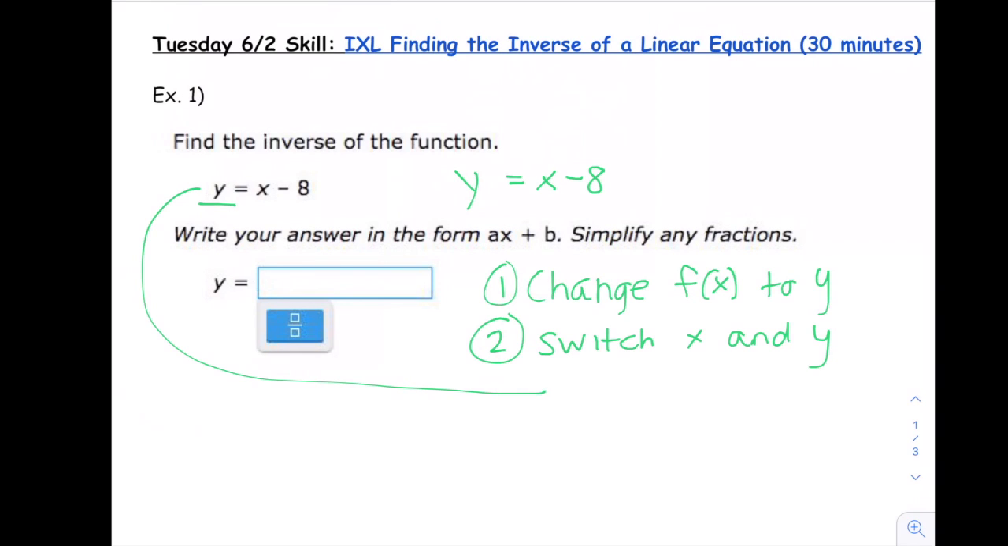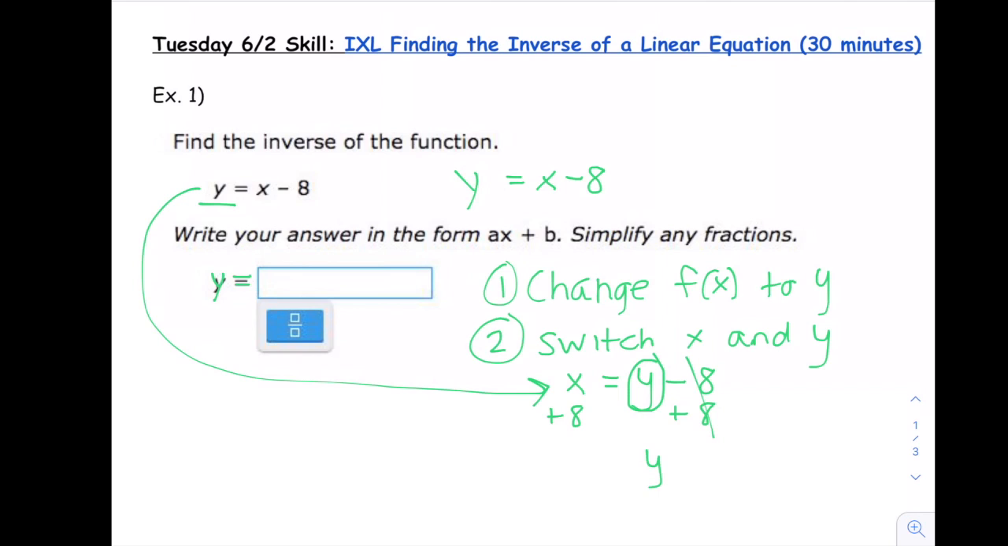So I'm going to rewrite this as x equals y minus 8. Now technically I'm done. This equation represents the inverse of y equals x minus 8. But we always want our answer to start with y equals when we're writing an equation. Notice they prompt us here with y equals. So in order to get y alone, I need to undo the operations that are happening to y so that y is by itself. Well, next to the y, I see a minus 8, so I'm going to add 8 to both sides to get rid of that.